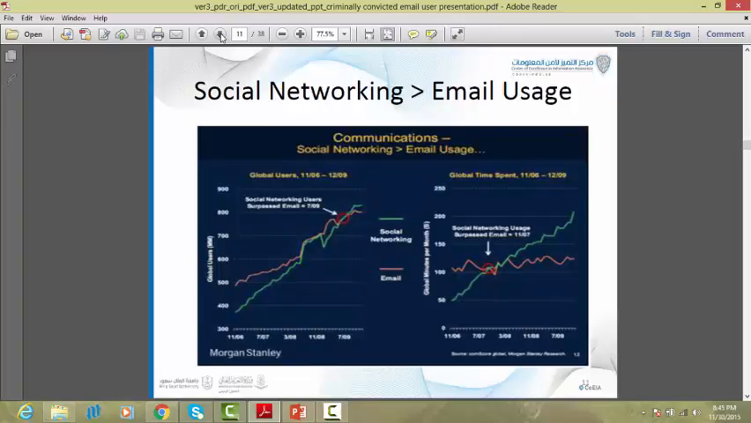Let me start with that one. This is a Morgan Stanley chart which shows two graphs, left hand side and right hand side. The green line is for social networking, and the pink line is for email. You can see that on the left hand side, the global users are going almost parallel, while on the right hand side they are diverging.